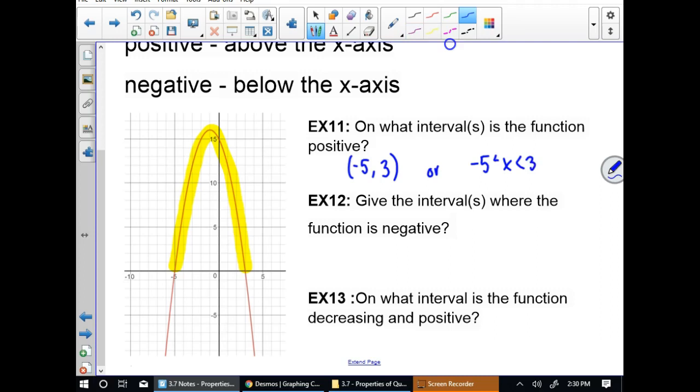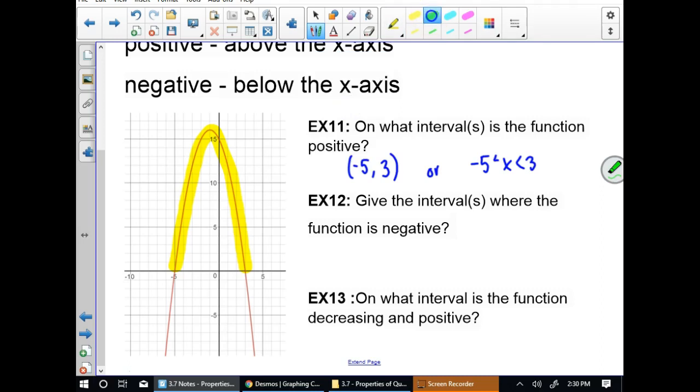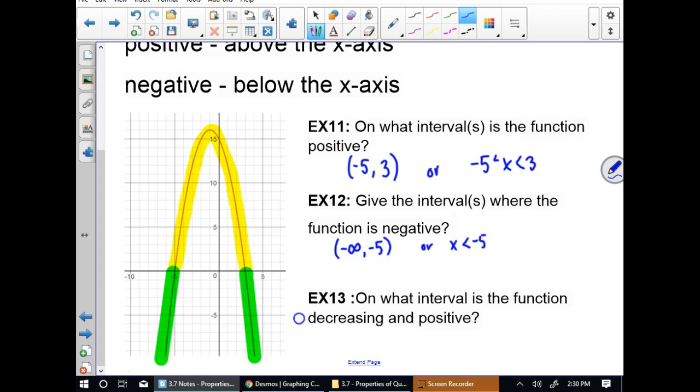Okay, we also want to know the intervals where the function is negative. If I highlight that here, we see we're below the x-axis here, and we're below the x-axis here. You're always given x values. So this is everything less than negative 5. I can write it like this, negative infinity up to negative 5, or if I wanted to, x is less than negative 5. And we have another place where we're negative, from 3 to positive infinity, or x is greater than 3.